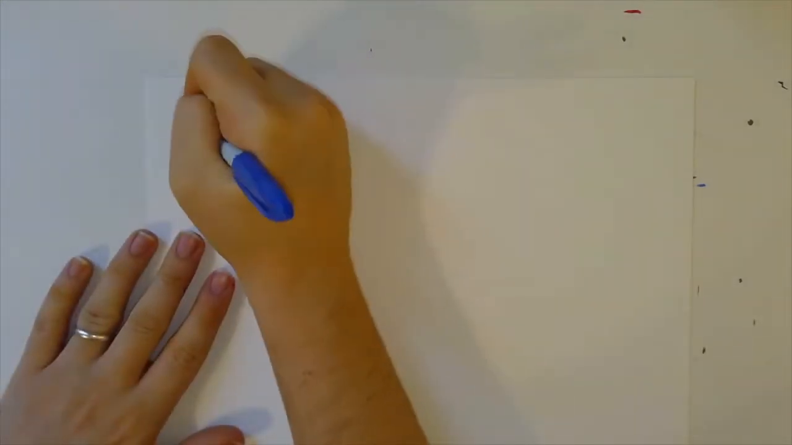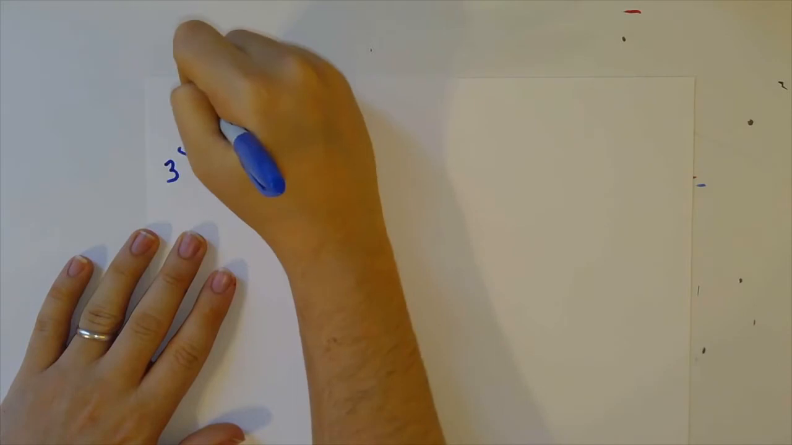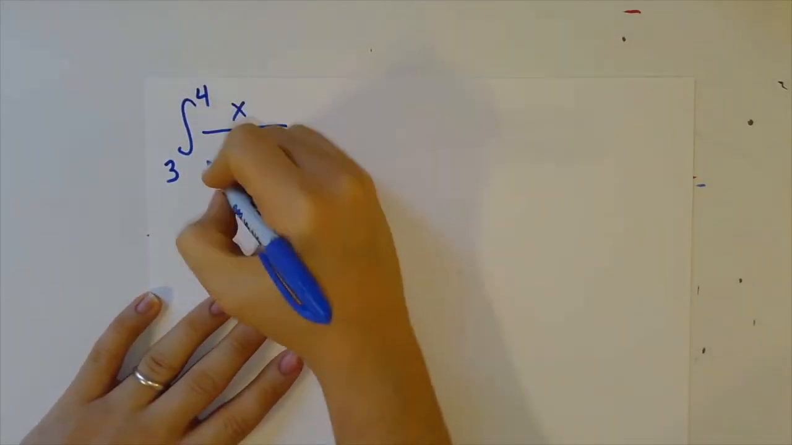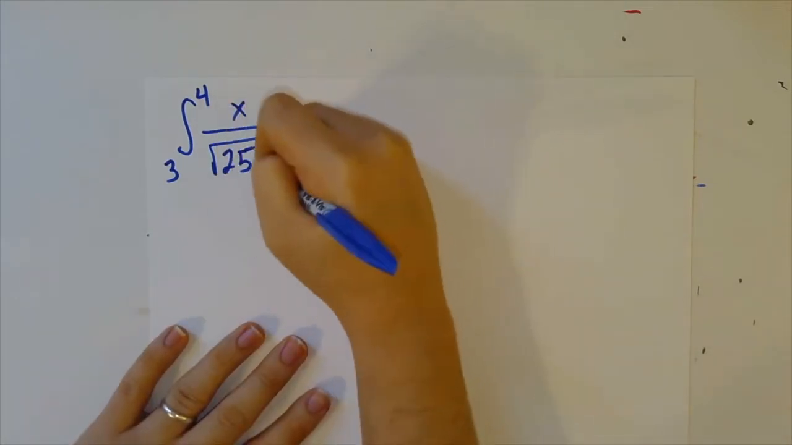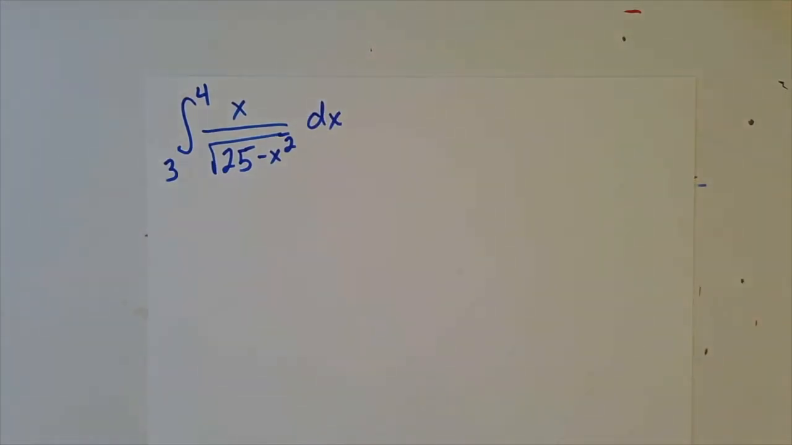And do one more. And then hopefully this will be a good enough sampling for you to look through as you work on these. So let's do the integral from 3 to 4 of x divided by the square root of 25 minus x squared dx.